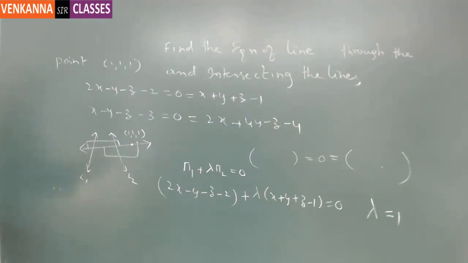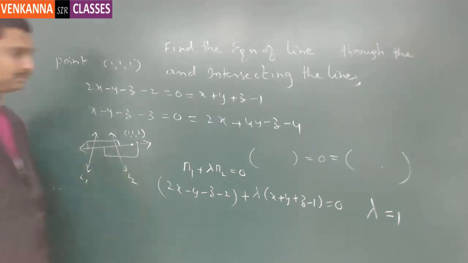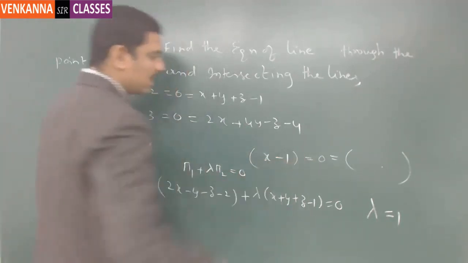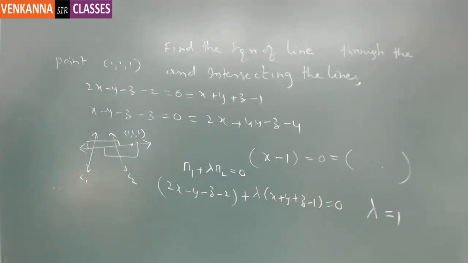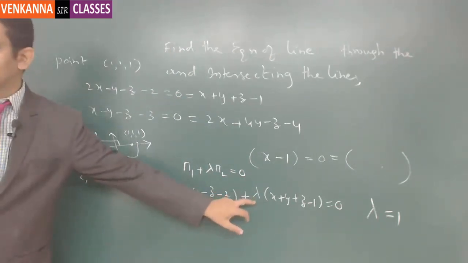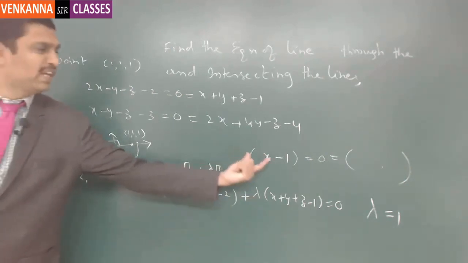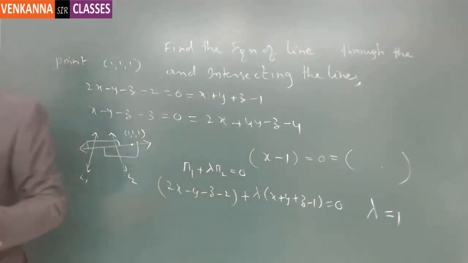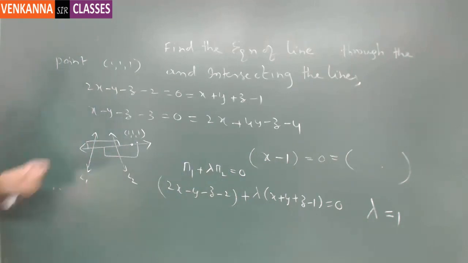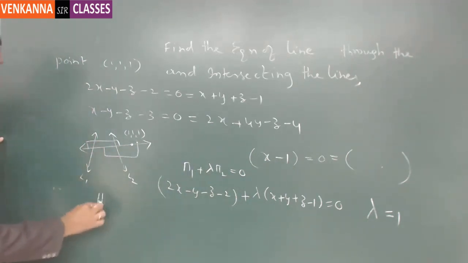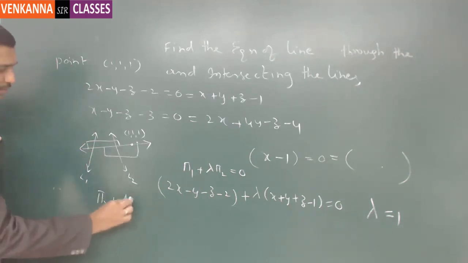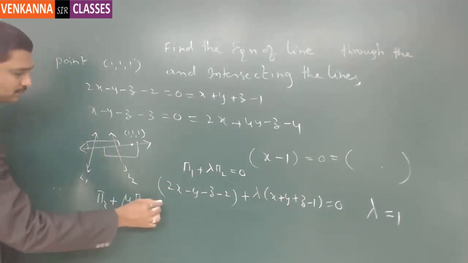So if I substitute lambda is equal to 1 there, then I will get the plane equation as x minus 1 equal to 0. If you substitute lambda is equal to 1 here, the respective plane equation is nothing but x minus 1 equal to 0. Similarly, for the second line, I will apply, say, pi 3 plus mu pi 4 equal to 0.